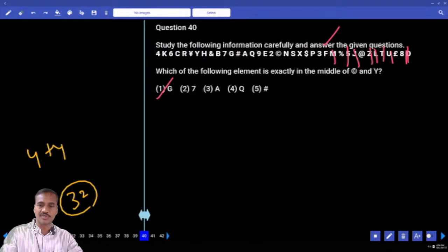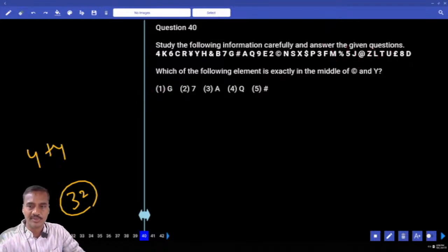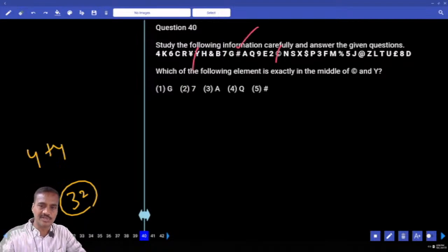Then coming to this 40. Now which of the following is exactly in the middle of copyright and Y? Where is copyright? It is here. Y is here. 1, 2, 3, 4, 5, 6, 7, 8, 9, 10, 11. 11 means the 6th element. What is the 6th element? Hash. Hash is the choice for question number 40.